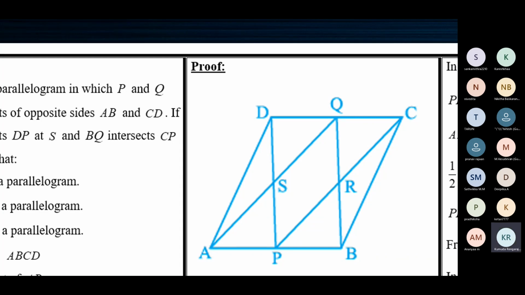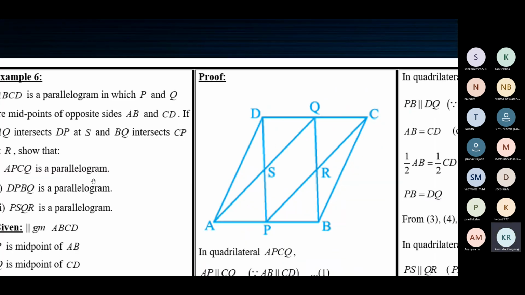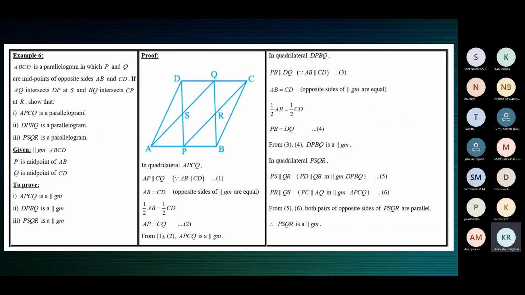The proof is similar for the first and the second one. Let's see the third one. In the third one, we will have to prove that this is a parallelogram. Now, we already know that this is parallel to this, and we also know that this is parallel to this. So both the pairs of opposite sides are parallel, and it's a parallelogram.